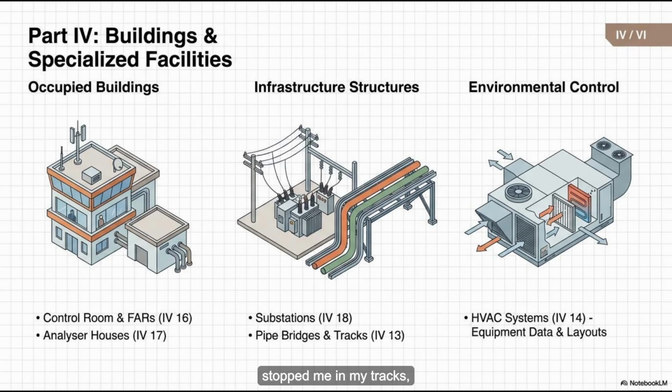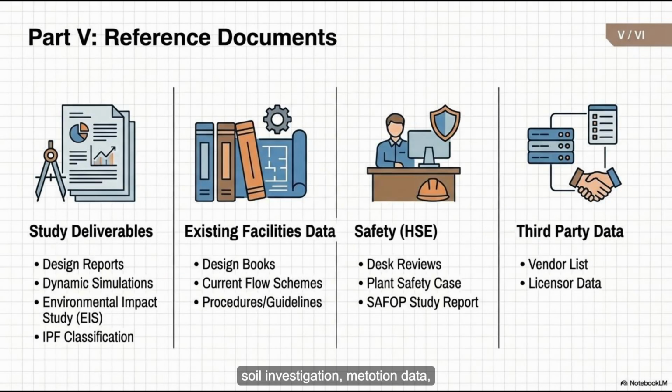But the thing that really stopped me in my tracks, and I actually had to double check this to make sure I wasn't misreading it, was in part 6, site data. It lists the usual stuff: soil investigation, metocean data, but then item 614, archaeological investigation data. Yes, that is a fascinating inclusion in a technical engineering document, isn't it? Imagine this. You are building a futuristic energy plant, billions of dollars of cutting-edge technology. And one of the very first boxes you have to check is, did we find any ancient pottery? It connects the future directly to the past.